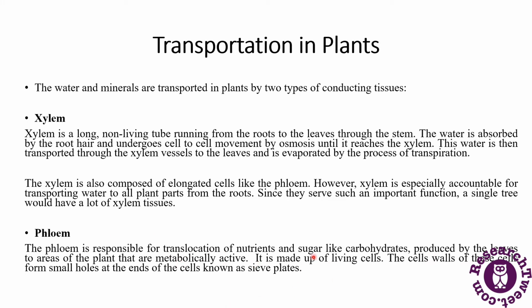So what happens is, with the help of the leaves, they make the carbohydrates, and they transport the carbohydrates to various parts of the plant which are metabolically active. So it is made up of living cells, and the cell walls of these cells form small holes at the end of the cell, which are also known as sieve plates.